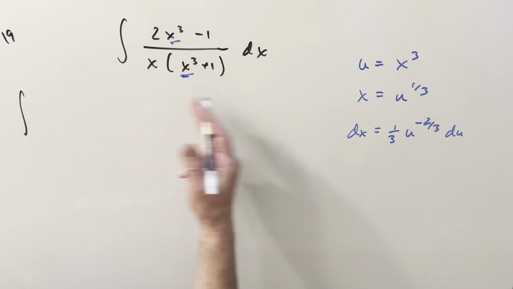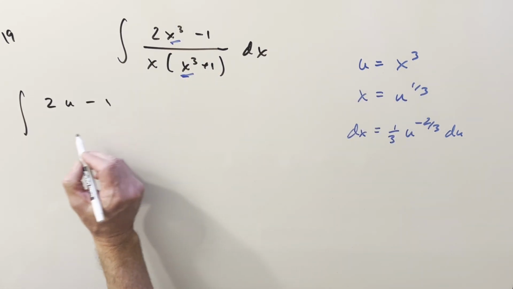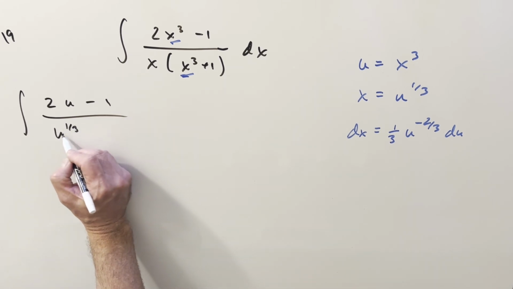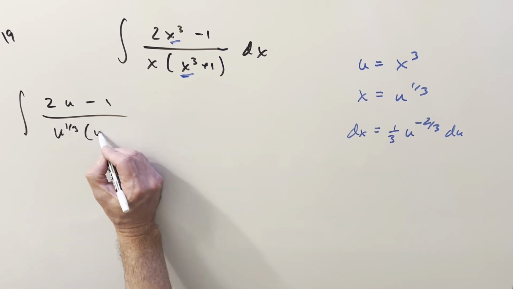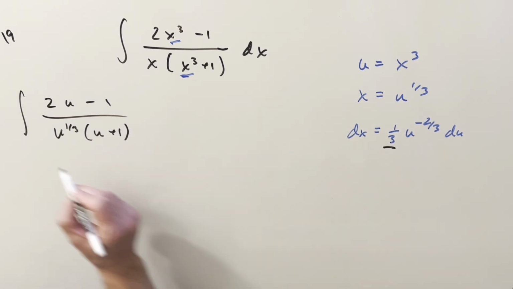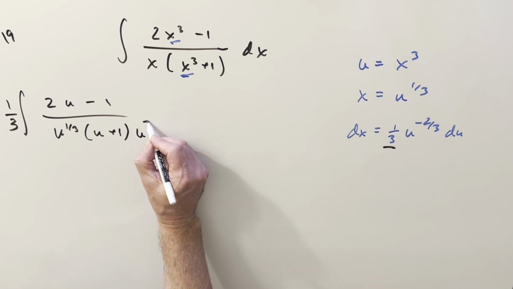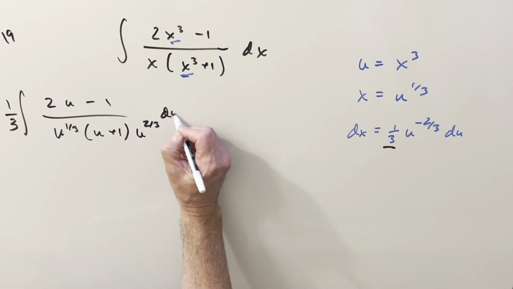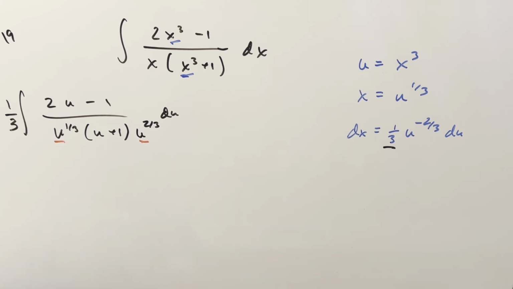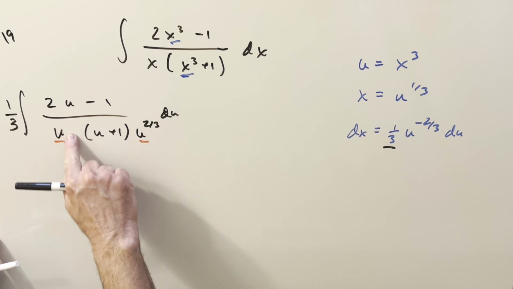So the numerator becomes, x cubed is u, so this is just going to become 2u minus 1. In the denominator, this here is u to the 1/3. That looks messy. Here, this is just going to become u plus 1, and our dx value, the 1/3 I'll bring up front as a constant. U to the minus 2/3, let's bring that into the denominator as u to the 2/3 du. But here we've got the same base, so let's just multiply those together. U to the 1/3 times u to the 2/3, that's just going to be u to the 1.